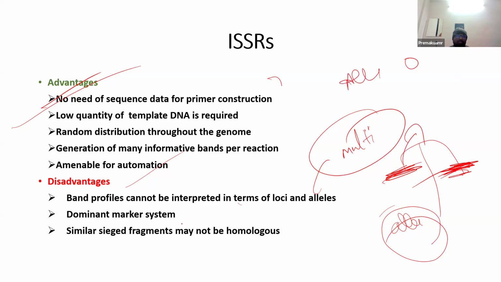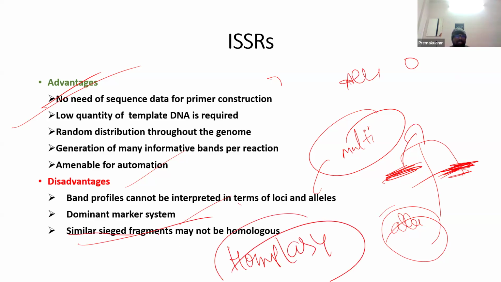Then it's a dominant marker system. You can't use it for identification of F1 or heterozygous individuals. And here the concept of homoplasy also arises, same as in RFLP. Similar sized fragments may not be homologous. Maybe fragments are getting a similar size and you think they are from the same locus, but that's not necessarily so. Because of having the same size, you can't say they are from the same locus. This will always disturb your results. It's called the homoplasy condition, and it's one of the biggest problems in RAPD and ISSR also.